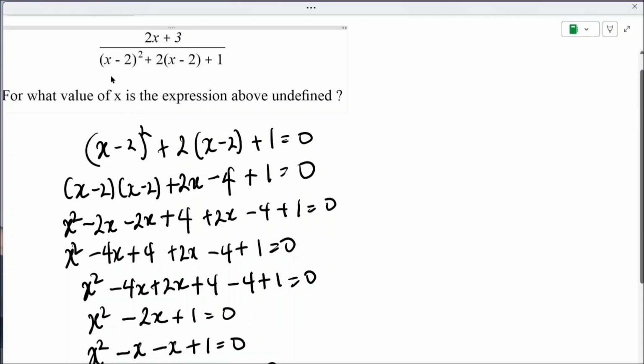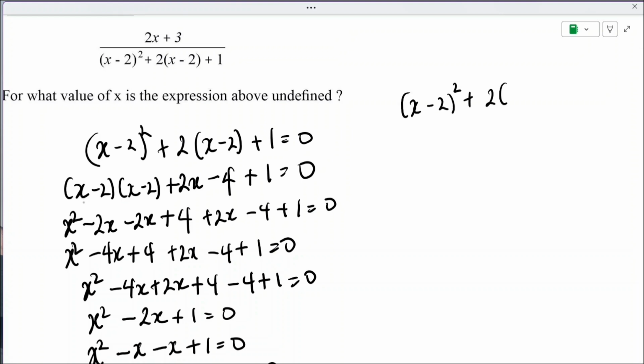Method 2. I said earlier, there's another method you can use in solving this question. Say we have (x − 2)² + 2(x − 2) + 1 = 0. You will notice that you have x − 2 here and x − 2 here. So you can simply say let x − 2 equal a. Let's take it as a.